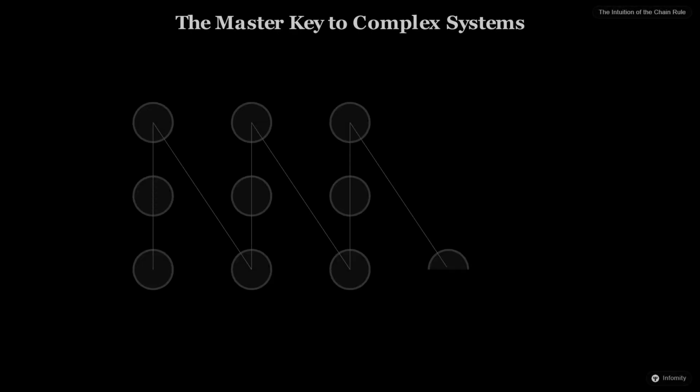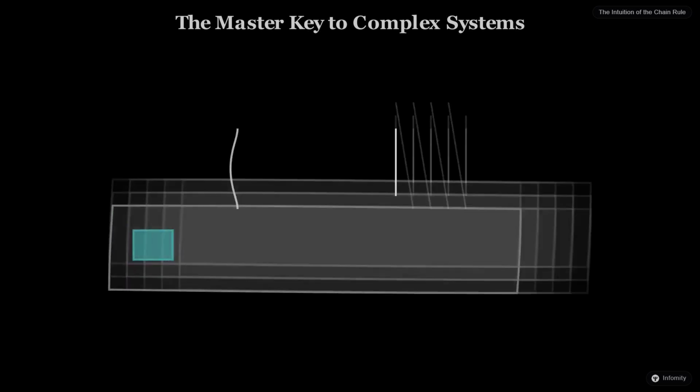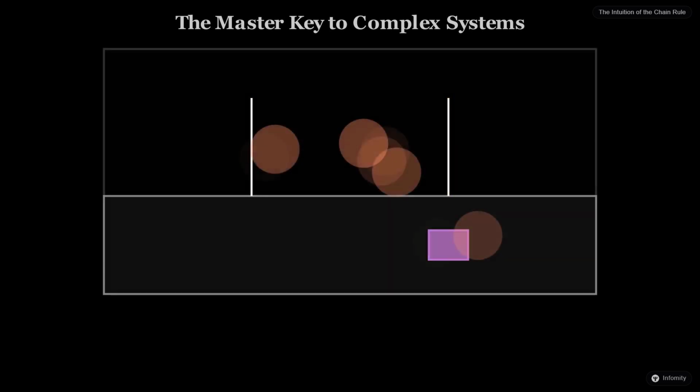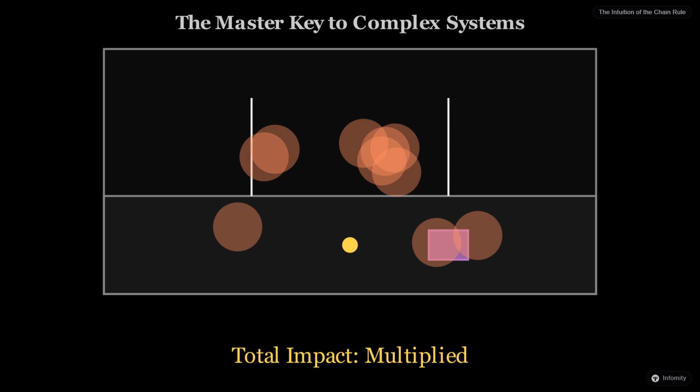The chain rule is the master key for understanding any complex system where one thing leads to another. Imagine a massive factory assembly line where a small delay at the very first station ripples through every subsequent machine. By understanding the chain rule, we can pinpoint exactly which part of the process is most sensitive to change. It allows us to calculate how a tiny adjustment in the initial input will transform the final output, no matter how many steps lie in between.